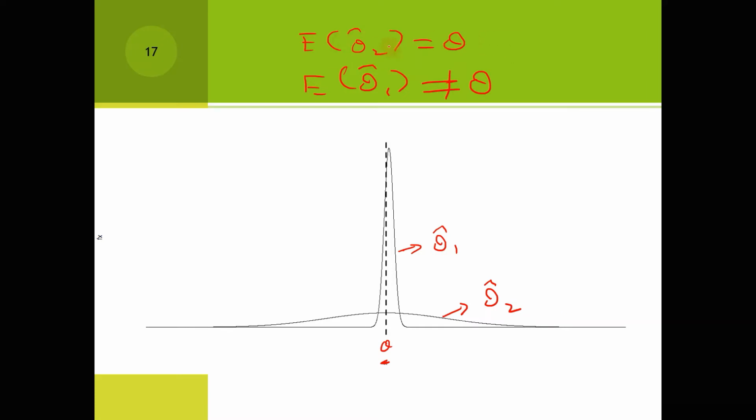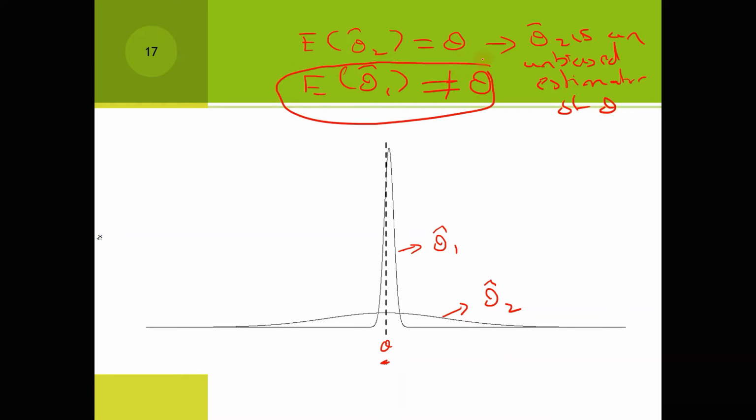After having thought about it, now you need to understand that this means that theta cap 2 is an unbiased estimator of theta. However, theta cap 1 is a biased estimator of theta. That is what it means.